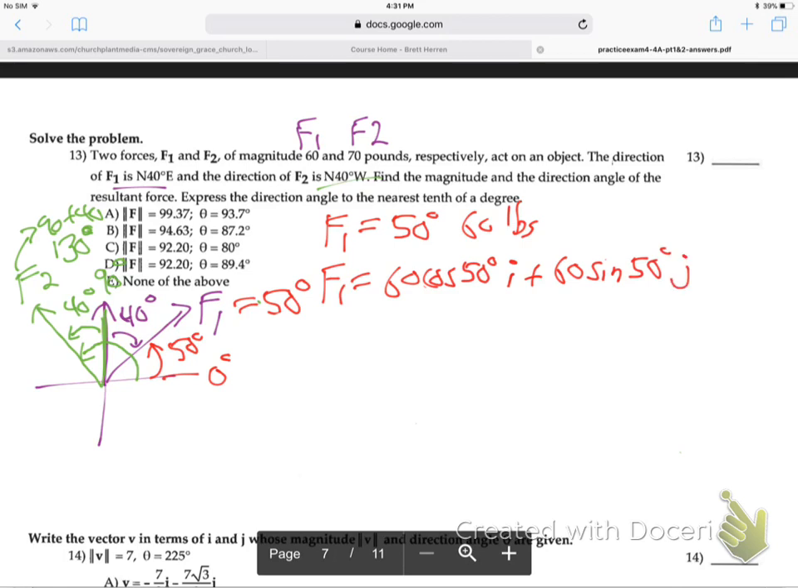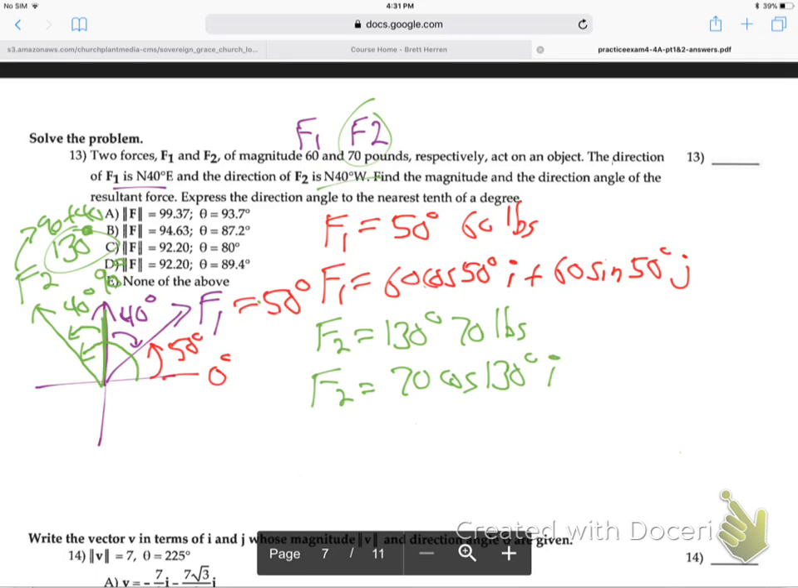And then force 2, which is what? It's at an angle of 130 degrees, and its force is 70 pounds. So then, how do we write force 2? It is 70 cosine 130 I plus 70 sine 130 J. So you're good with that? Once we know the angle and the amount of a force, it's just the amount times the cosine for I, the amount times the sine for J.